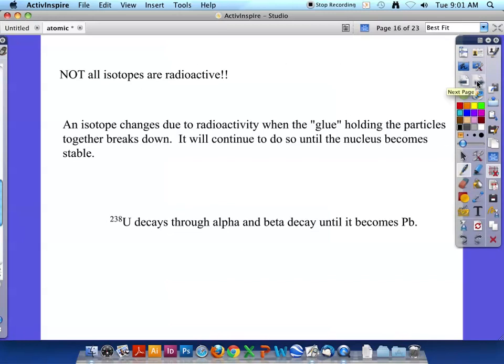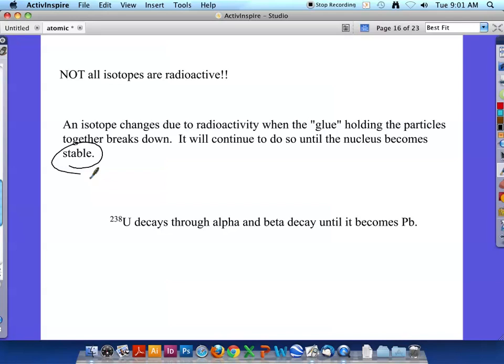Remember, not all isotopes are radioactive. When an isotope goes through a nuclear reaction, the reason why is because in the nucleus, there's not enough glue or atomic attraction to hold those particles together, and they are released, okay? And it breaks down until it becomes stable, okay?